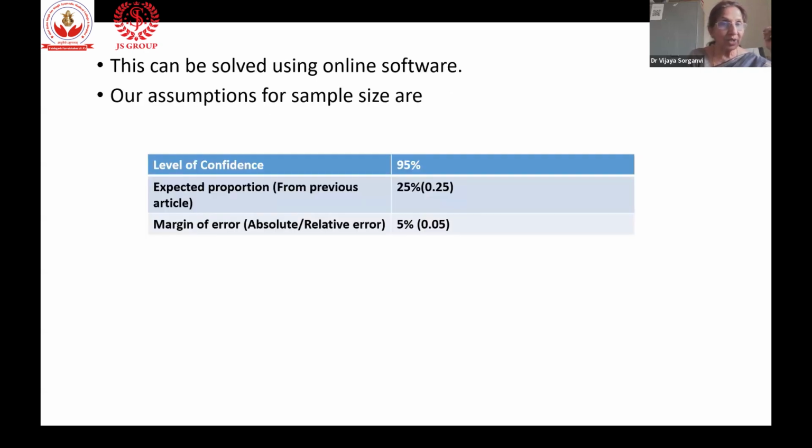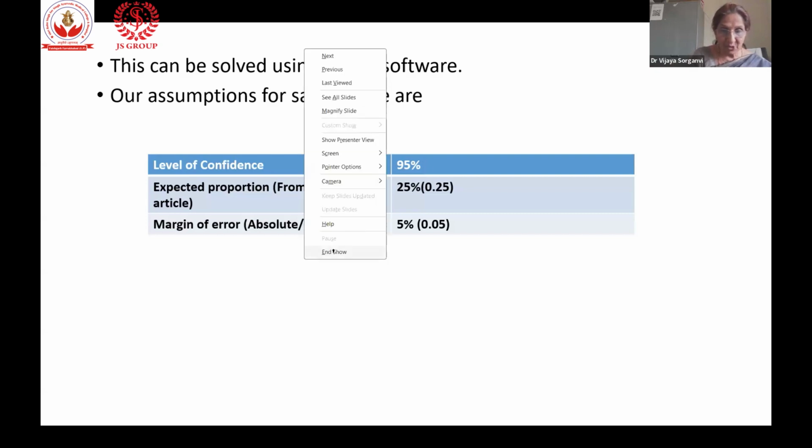The same thing can be calculated using online software. I think all of you have a laptop. If a laptop is not there, you use mobile also. A smartphone should be there. So we consider confidence level as 95%. Proportion from the previous study is 25%. And we decided to take margin of error as 5%. How to calculate that, I will show you.